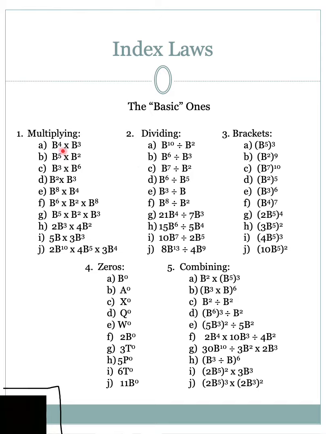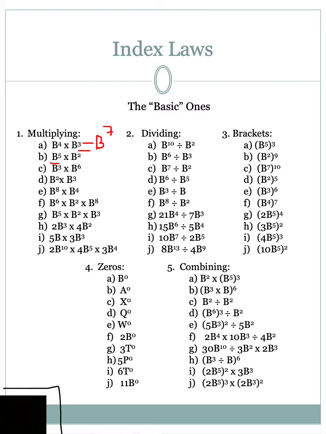Now for multiplying, if I have the same base guys, what I do is I add my powers. So b to the power of 4 times b to the power of 3, well 4 add 3 is going to be 7. So b to the power of 7. So the same base, I just add the powers. So b to the power of 4 times b to the power of 3 is b to the power of 4 plus 3, which is b to the power of 7. So when I multiply, I add the powers.